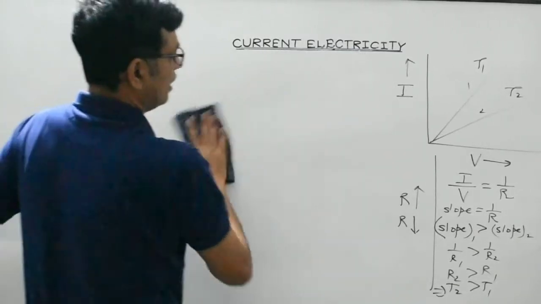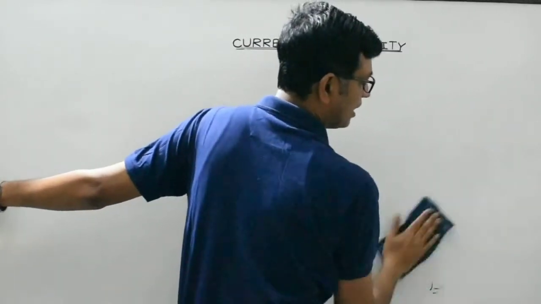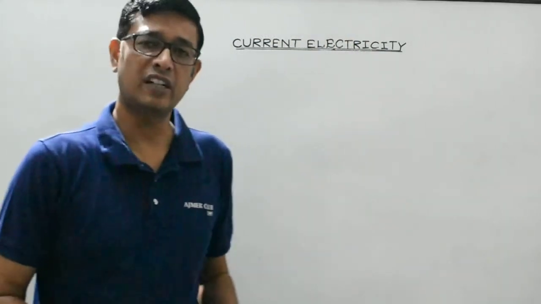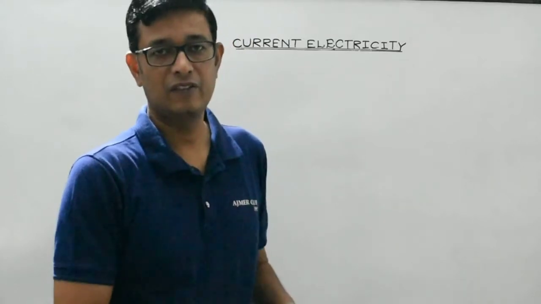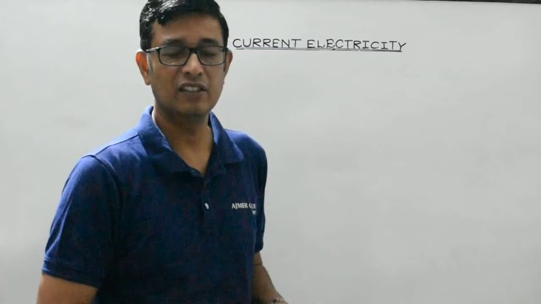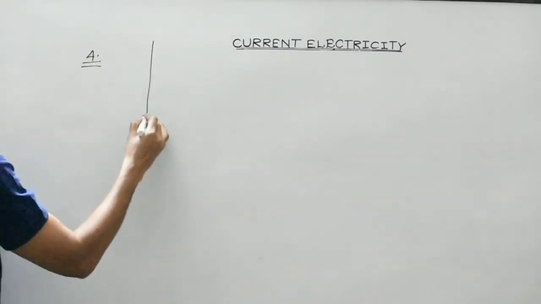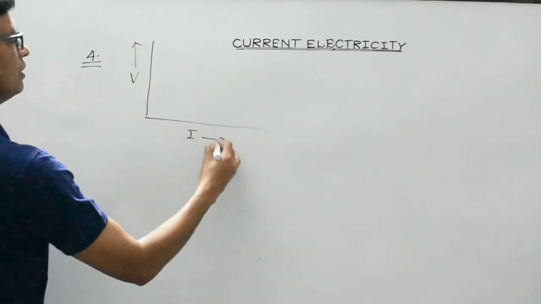Two resistors R1 and R2 are given. They are first connected in series and then they are connected in parallel, right? And then a V and I graph is plotted in both the cases. So, this is V and this is I.